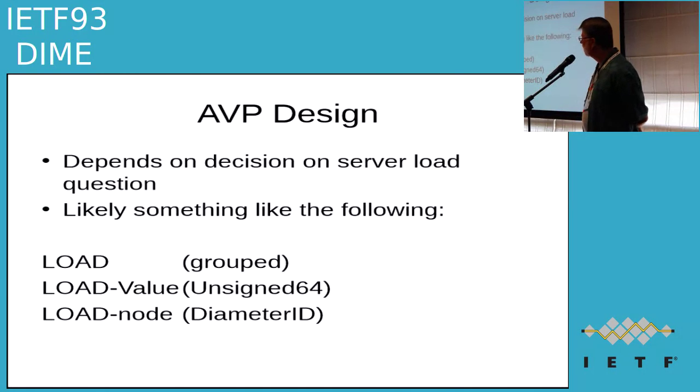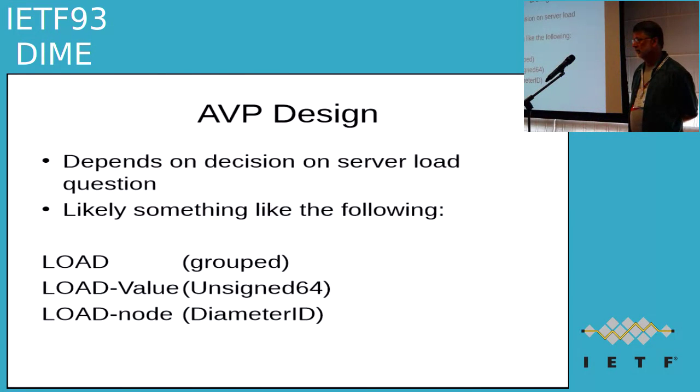So it looks something like this, where you have a grouped AVP called maybe Load, or we can come up with other names if we want to, that has a value and the identity of the node itself. Now, we potentially could also add a sequence number if we felt that was important as well, to handle the case where load reports come in out of sequence, just to make sure you're not getting the wrong information. I don't know that that's needed, but if there are opinions on that, I'd love to hear it.